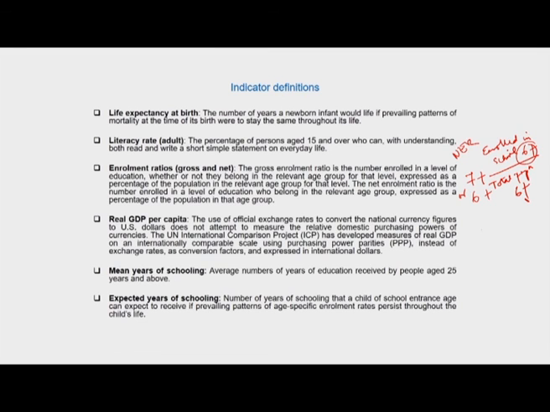Mean years of schooling refers to the average number of years of education received by people aged 25 years and above, and the expected years of schooling refers to the number of years of schooling that a child of school entrance age can expect to receive if prevailing patterns of age-specific enrollment rates persist throughout the child's life.